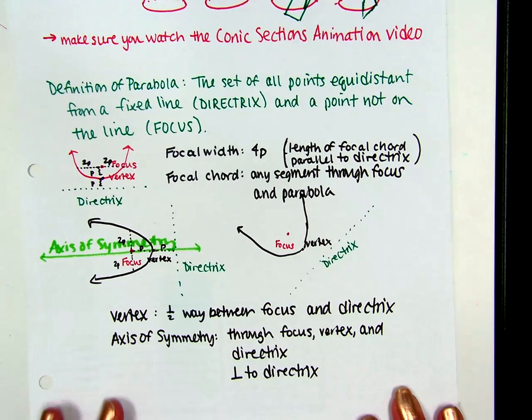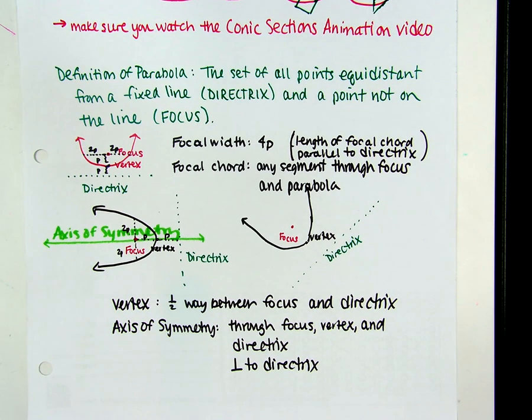All right, so other things to remember is that the vertex is halfway. It's the midpoint between the focus and the directrix. The axis of symmetry is going to be perpendicular to the directrix. All right, if you need to pause the video, do so. Otherwise, we're going to move on to the equations that you need to know. And then we're going to use the equations to do some examples.